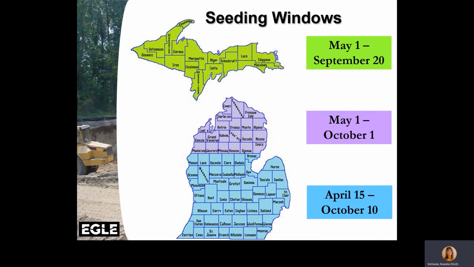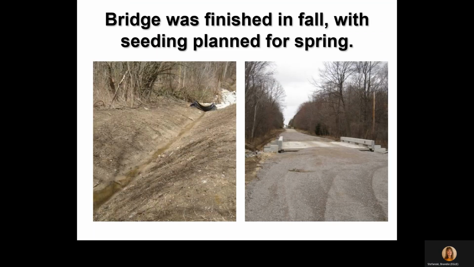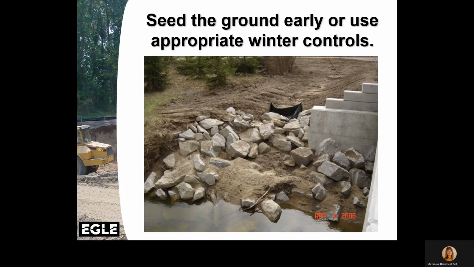The timing and sequence should include seeding windows. Seed planting windows vary greatly across the state. It is important to know the seeding window for your project area to give yourself the best opportunity to get vegetation established. This project was finished in the fall with seeding planned for the spring. What is going to happen during fall rain, winter melting runoff events, and early spring precipitation? Seed the ground early or use appropriate winter SESC measures.